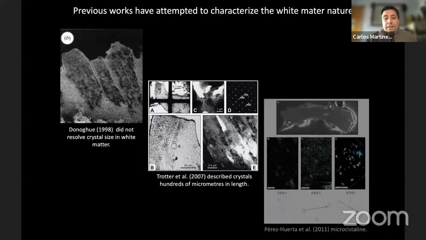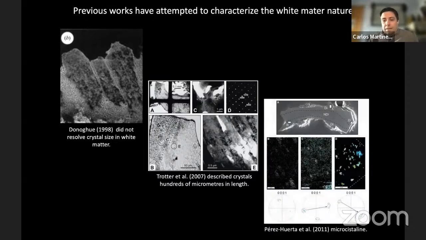But the more interesting thing, more recently, using another technique like electron backscatter diffraction, Pérez Huerta couldn't resolve any crystal, so he concluded that this tissue was microcrystalline. So it's very confused. Different techniques, different authors trying to see what's going on, and at the moment it was difficult to say who was right.